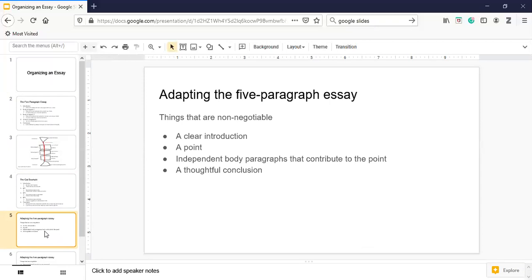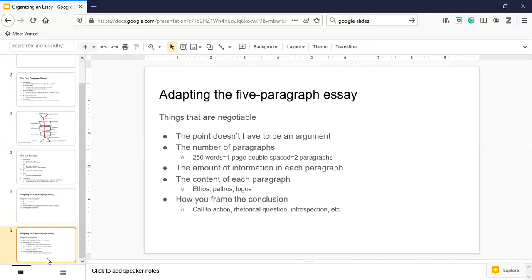It may not be a thesis statement with a fact that you're trying to prove per se, but there should be a reason that you're writing the paper. Okay, and then you'll always have independent body paragraphs that contribute to the point. So those should be separate ideas, but all related to the point you're trying to make. And then you'll always have a conclusion, and your conclusion should always give your reader something to think about, even if it's just asking them to think about the points you've made more, right?